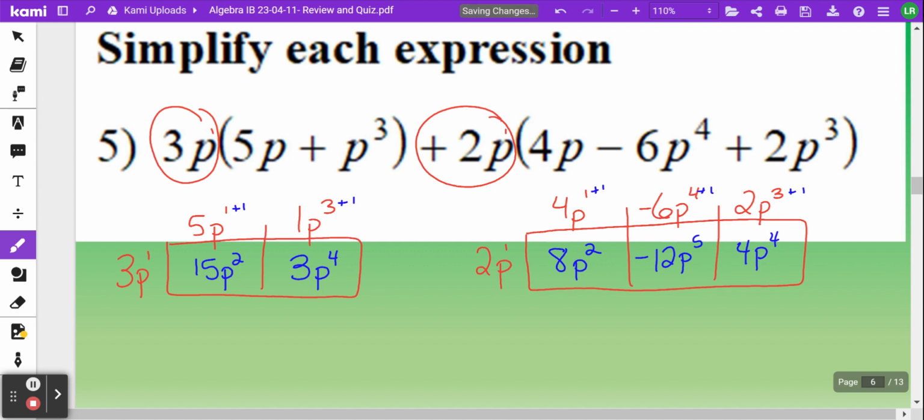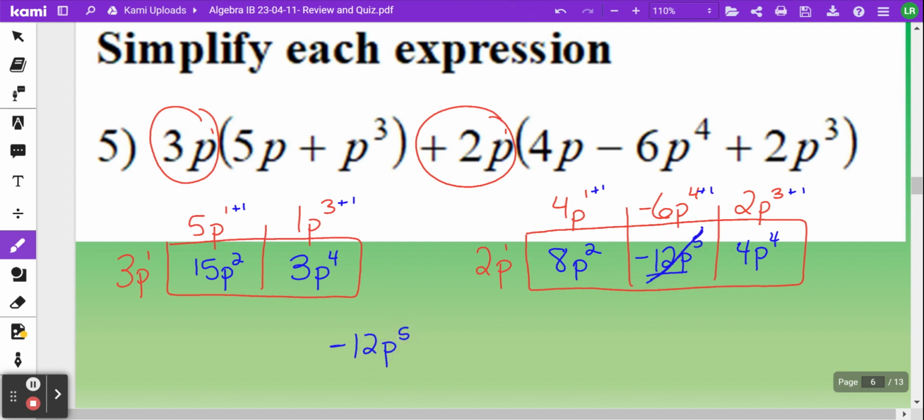And now I need to look throughout the inside of my box and find the biggest exponent. The biggest exponent is actually right here, my negative 12p to the fifth. But that's the only one of its kind, so I just write it down. Negative 12p to the fifth.